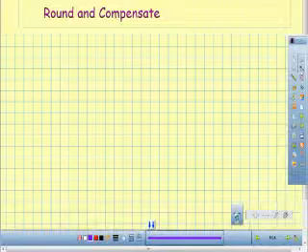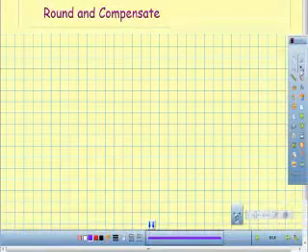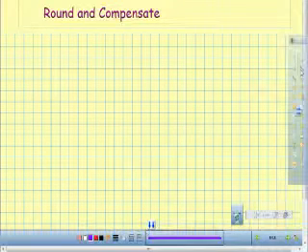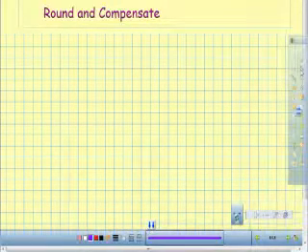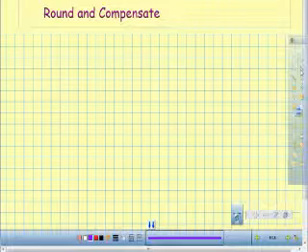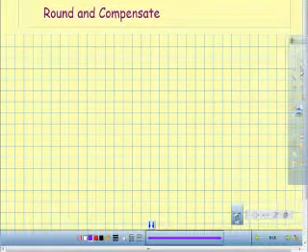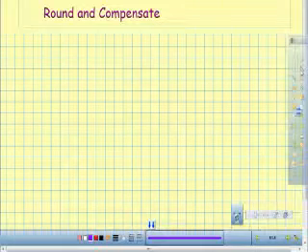Compensate is a word where you do something to make up for something. Okay, the word compensation, if you do something wrong, you give someone compensation to make up for it. Okay, so round and compensate. Let's take a look at what it looks like with numbers. We'll start pretty simple.